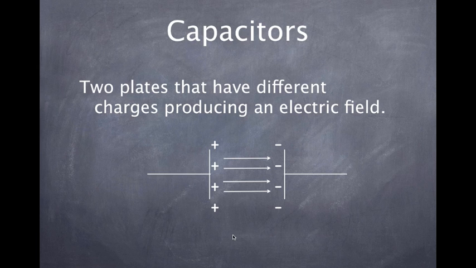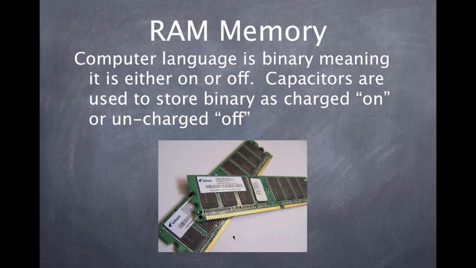You most often see capacitors, a really small example of a capacitor is RAM memory. Computer language is in binary, which means it's either on or off. Okay, there's a 1 or a 0, it's on or it's off, which means a capacitor is used to store binary information. Something is either charged, which is on, or it's uncharged, which is off. And that's the easiest way for a computer to tell if it's a 1 or a 0. Now the combinations of those 1s and 0s are actually what lead to information.